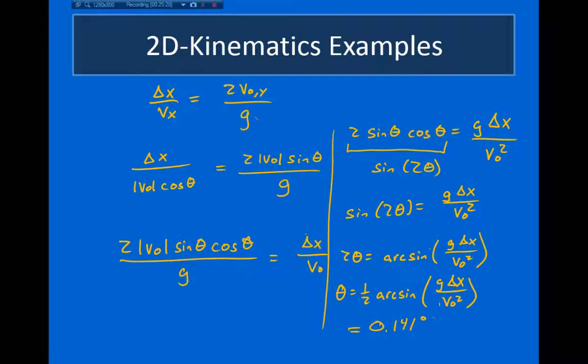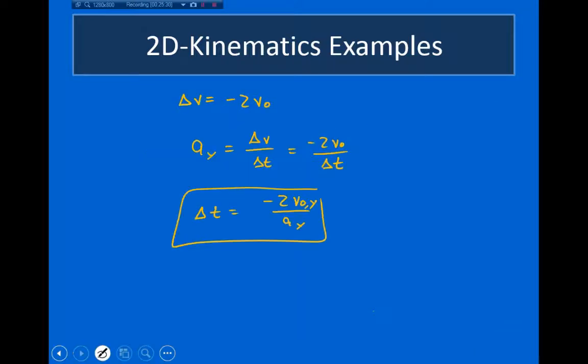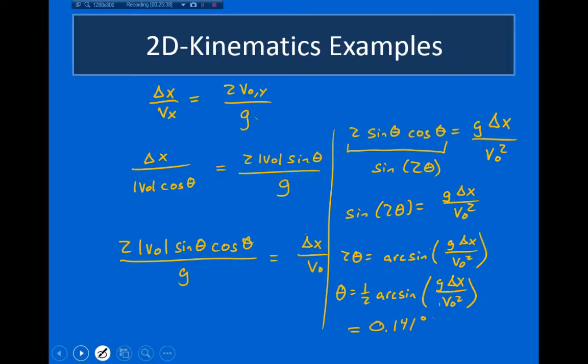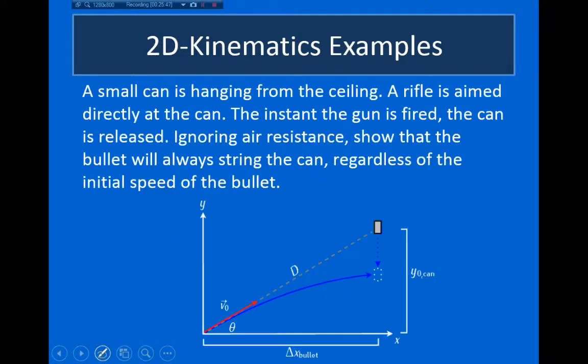0.141 degrees. Now at the very beginning of this, I said that there were two angles, theta 1 and theta 2, and I said one was way too large, you would never actually use it. So now I want to think about what this other angle is, because this is what I get when I type into my calculator, but I just get one answer from my calculator. So let's think about this just a little bit more.